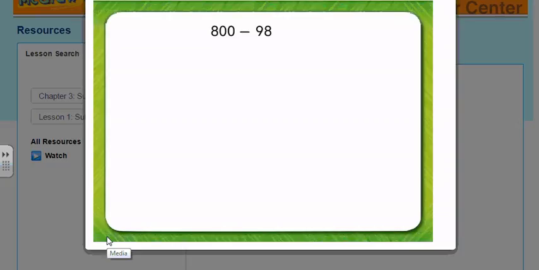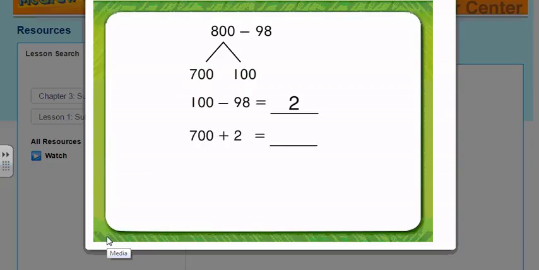One way to subtract mentally is to break away 100 from 800, since 100 is closer to 98. So, 800 would break into 700 and 100. It is easier to subtract 98 from 100 than 800. 100 minus 98 equals 2. 700 plus 2 equals 702. So, 800 minus 98 equals 702.